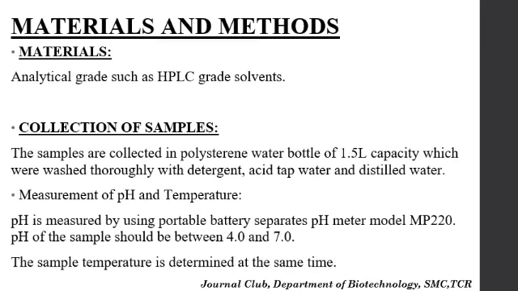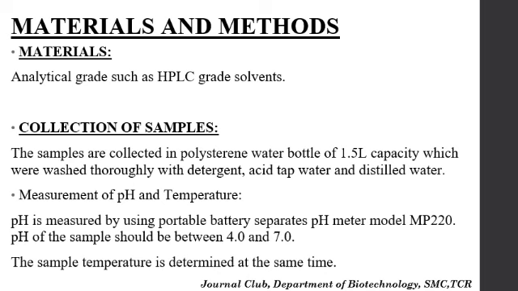Materials and methods. Materials. Chemicals involved in all chemical tests were analytical grades such as HPLC grade solvents. Collection of samples. The selection of sampling point is more important than the actual chemical analysis of water for quality investigation purposes. Here, the samples are collected in a polystyrene bottle of 1.5 liter capacity, which were washed thoroughly with detergent, acid, tap water, and distilled water.